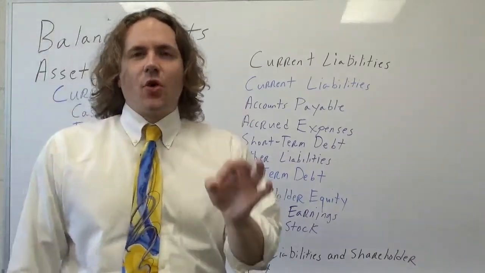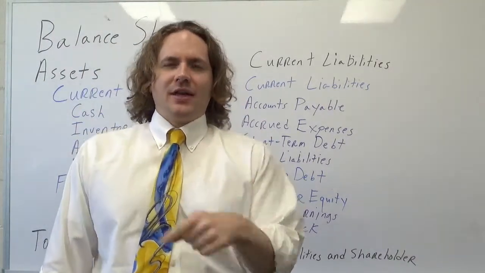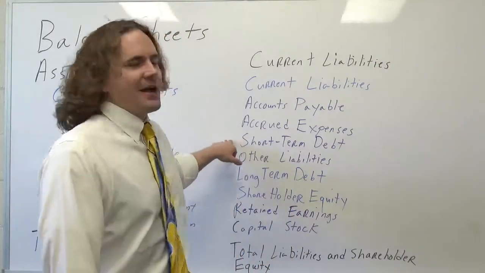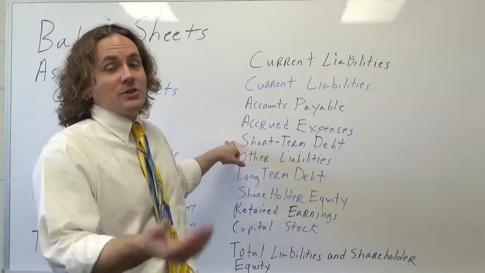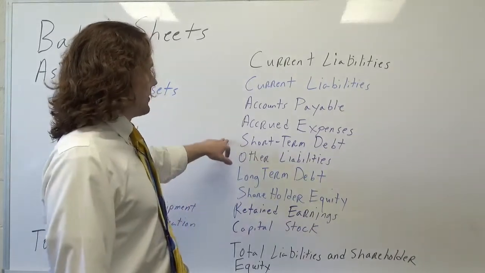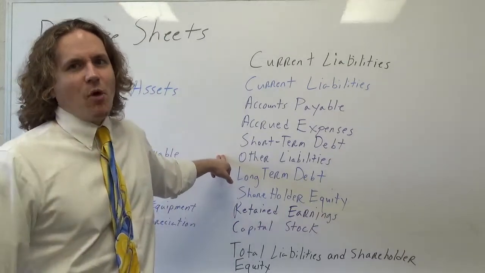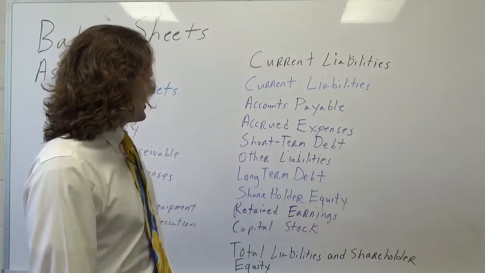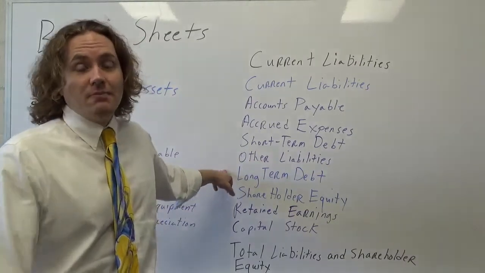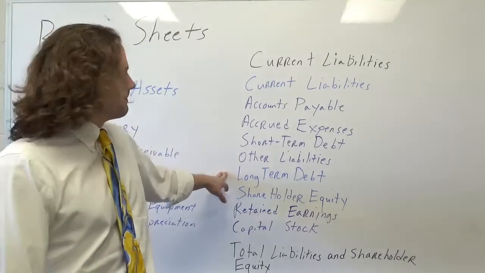Short-term debt is normally thought of as any sort of debt that you must pay within a 12-month period. Common examples would be the amount of loan repayments that you have to make in the 12-month period. You've also got other liabilities, and we'll talk more about that in some of the other videos, but it's anything else that doesn't match any of these current liabilities. You've got your long-term debt. Maybe you've got a 30-year mortgage payment on your place of business.